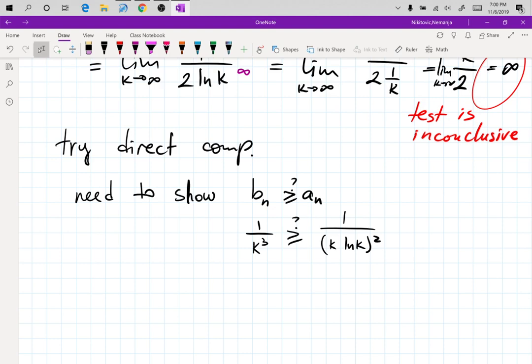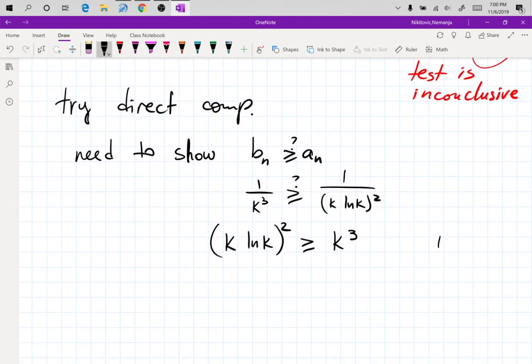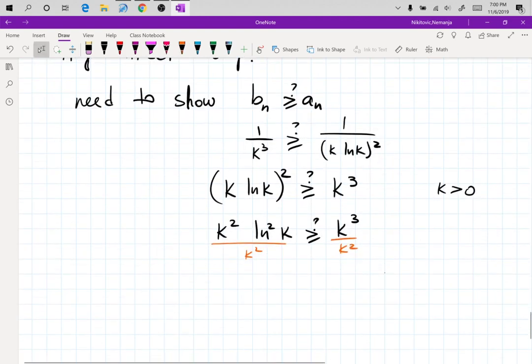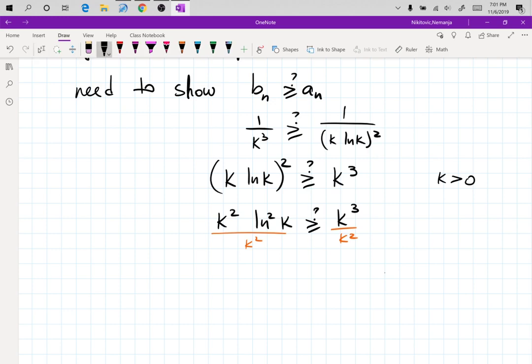So what do I have? Cross multiply: k ln k squared needs to be bigger than k cubed. Remember that k is bigger than 0, can't be 0. Therefore, k squared ln squared k, is it larger than k cubed? We can divide both sides because k can't be 0. Can divide both sides by k squared. And now we have ln squared k bigger or equal than k.